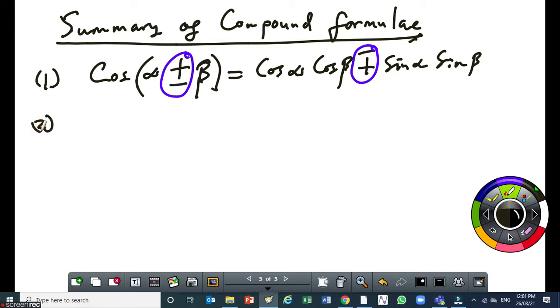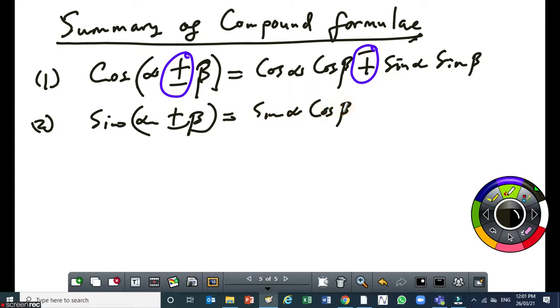Then for sine, it's going to be sine alpha plus or minus beta is equal to sine alpha cos beta. Fortunately, the signs don't change. Then if I started with sine alpha, then I'm going to have cos alpha and then sine beta. Then you are done. So those are the four compound angle identities that you have to use from now on. Okay? You have to use them from now on.